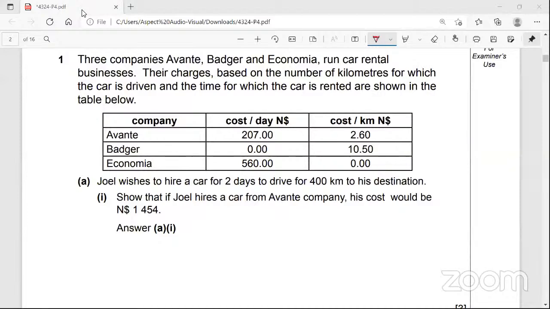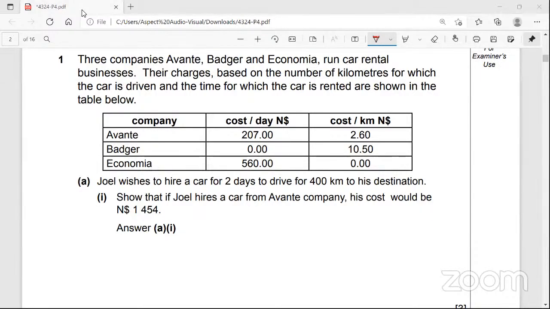We are basically at question one, so we will look at that question. It says three companies, Aventure, Bigger, and Economia, run car rental businesses. Their charges, based on the number of kilometers the car is driven and the time for which the car is rented, are shown in the table below. So this table shows the charges of those three companies.